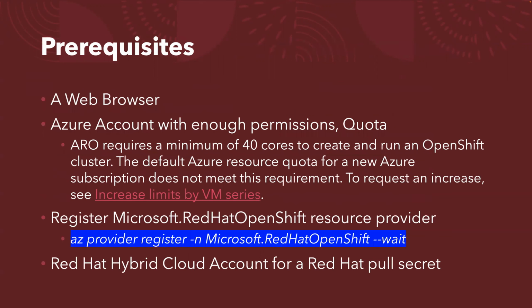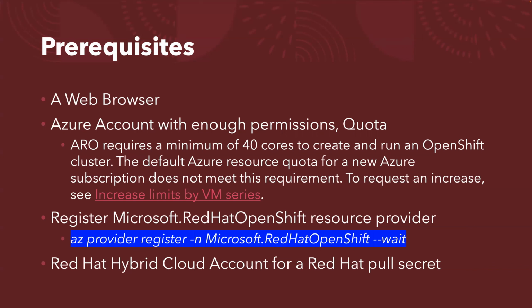Here are the prerequisites. First of all, you need a web browser. Secondly, you need an Azure cloud account with enough permissions and also quota. The quota is very important because by default, ARO requires a minimum of 40 CPU cores. You should follow the link I will share later to make a request to increase the quota. Otherwise, you won't be able to launch the ARO cluster.